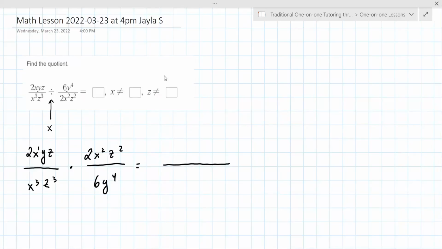So you've got 2 times 2, that's 4. When you have the same base, like x and x squared, you add the exponents. There's no y, so we'll keep it as y. It's z to the 1 times z squared, that's z cubed. At the bottom, there's really a 1 there. 1 times 6 is 6. x cubed doesn't go with anything. y to the fourth, there's nothing to go with there. And then z cubed also down here.